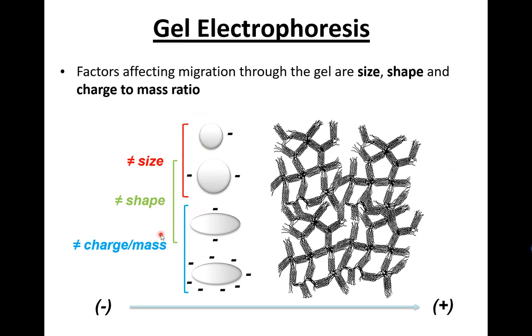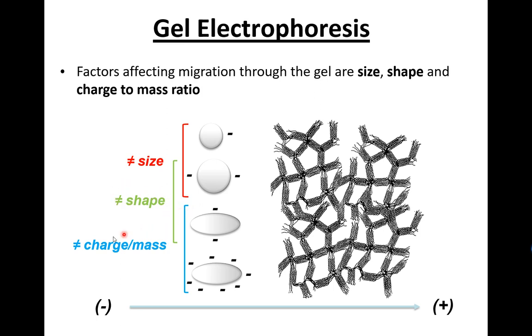Second thing is shape. Now, look at these molecules here, grouped with the green line. They actually have the same size. They are exactly the same size, but they have different shapes. Which one do you think will move faster? Well, I believe this one. This one, overall, is more streamlined to go through these pores compared to this one. So the shape is the second factor.